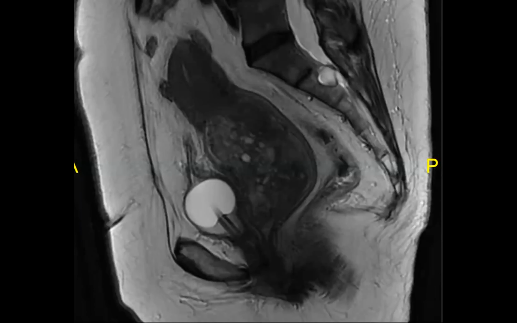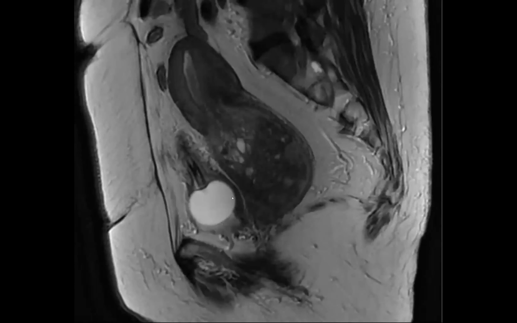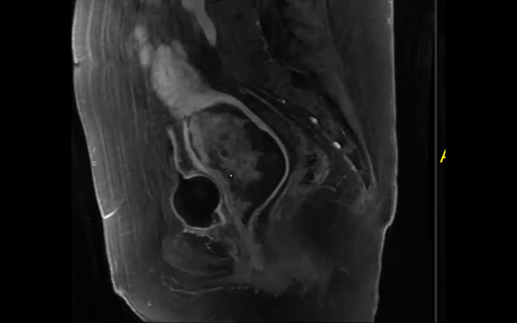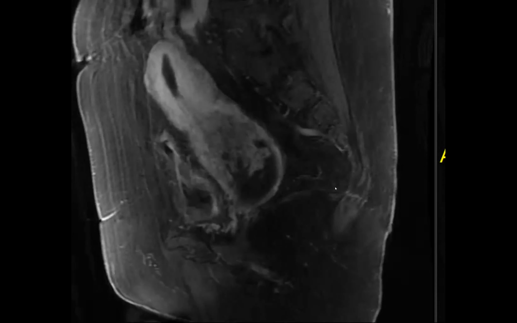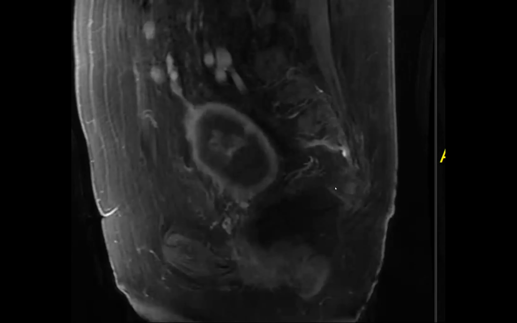So the majority, even on path, looks like a partially necrotic endometrial polyp, but there are a few areas of sarcomatous change. Obviously this had to come out, but it's pretty cool.